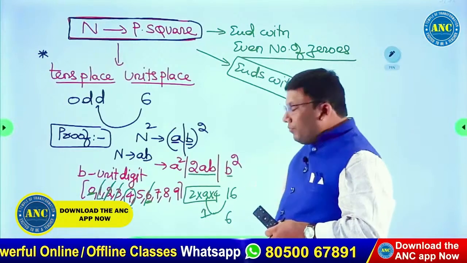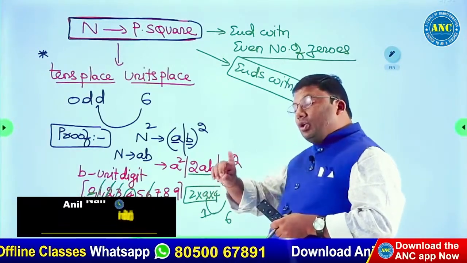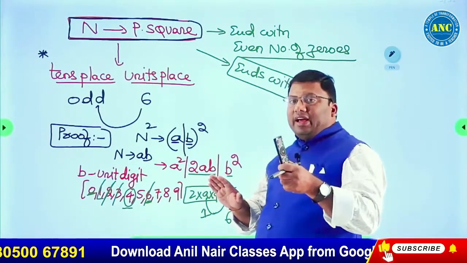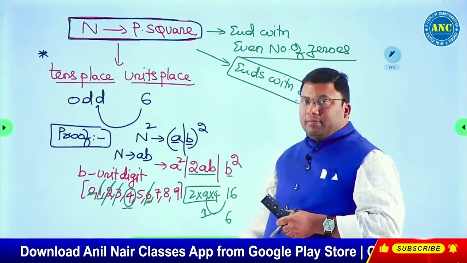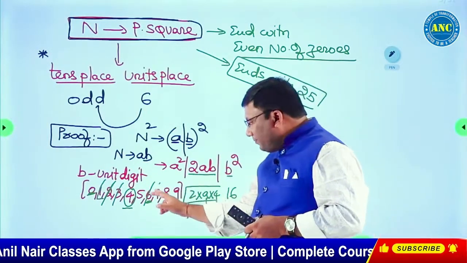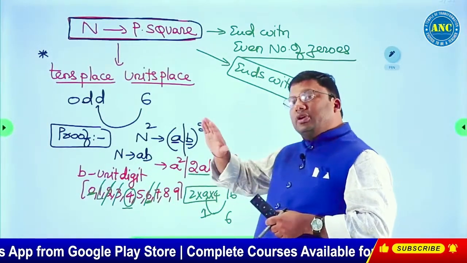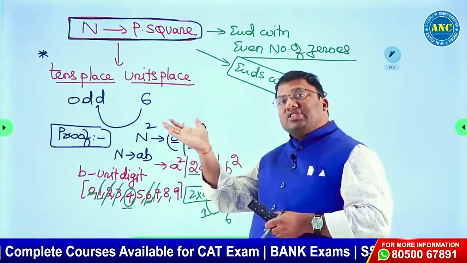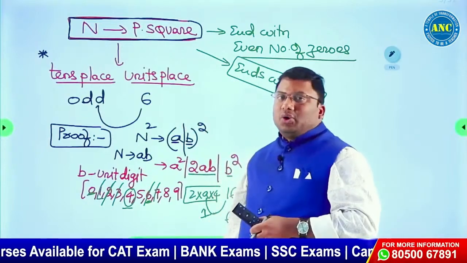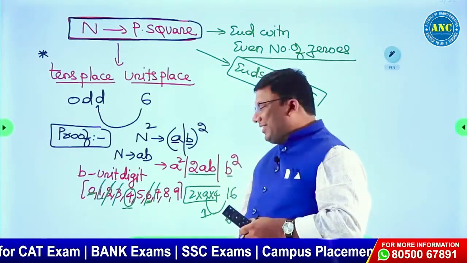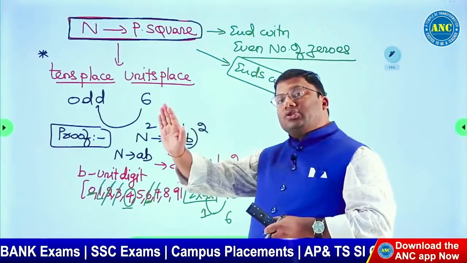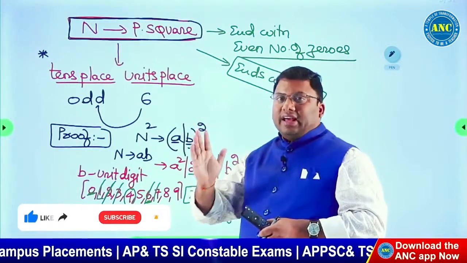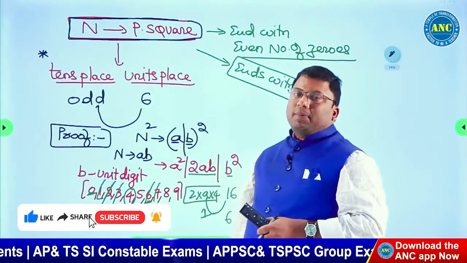7 square. 2 into A into 7. 2 into any number, even. 7 square, 49. 9, 4 carried. 4 is even. 2 into any number, even. Even plus even is even. 8 square. 2 into A into 8 and 8 square. 8 square, 64. 4, 6 carried. 6 is even. 2 into A into 8 also is even. 9 square. 2 into A into 9. 2 into any number, even. 9 square, 81. 1, 8 carried. 8 is also even. Even plus even is even.